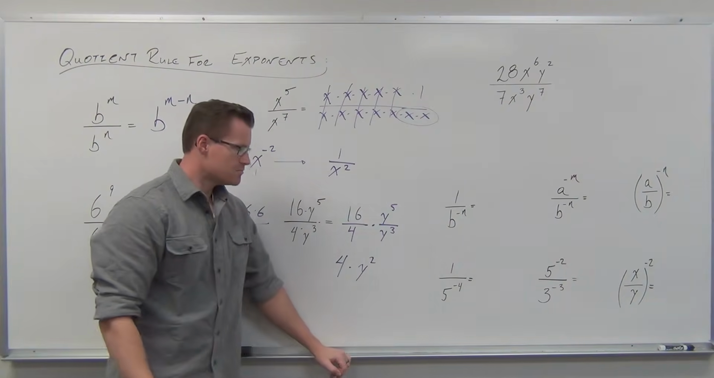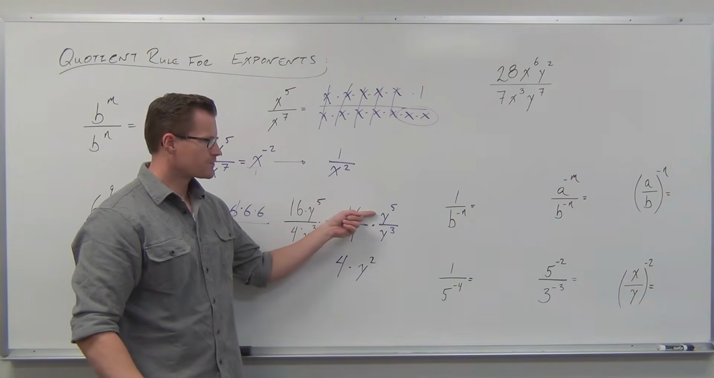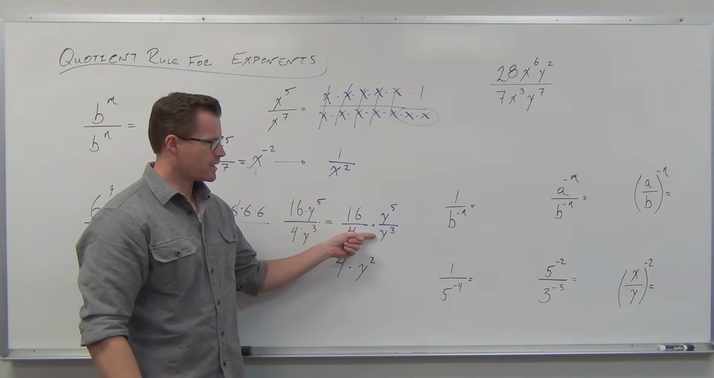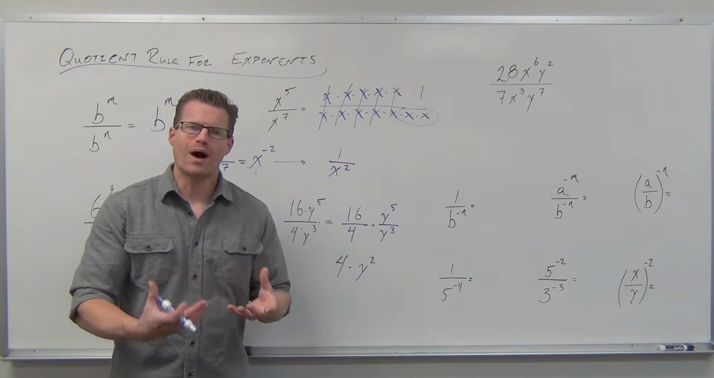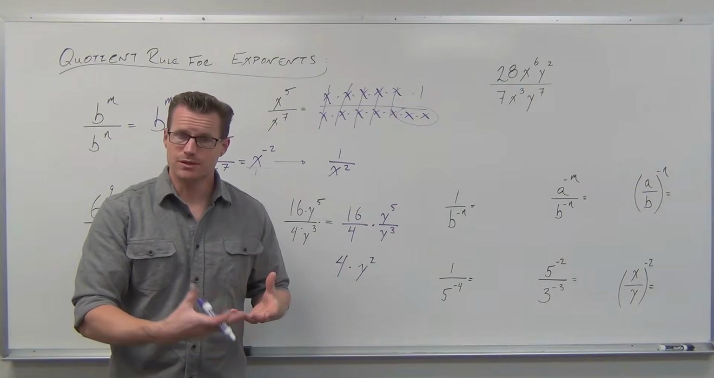5 minus 3 is 2. Notice the other way to think about this. There's 5 y's here. There's 3 y's here. Where are there more y's? On the numerator or on the denominator? Well, there's more y's on the numerator.